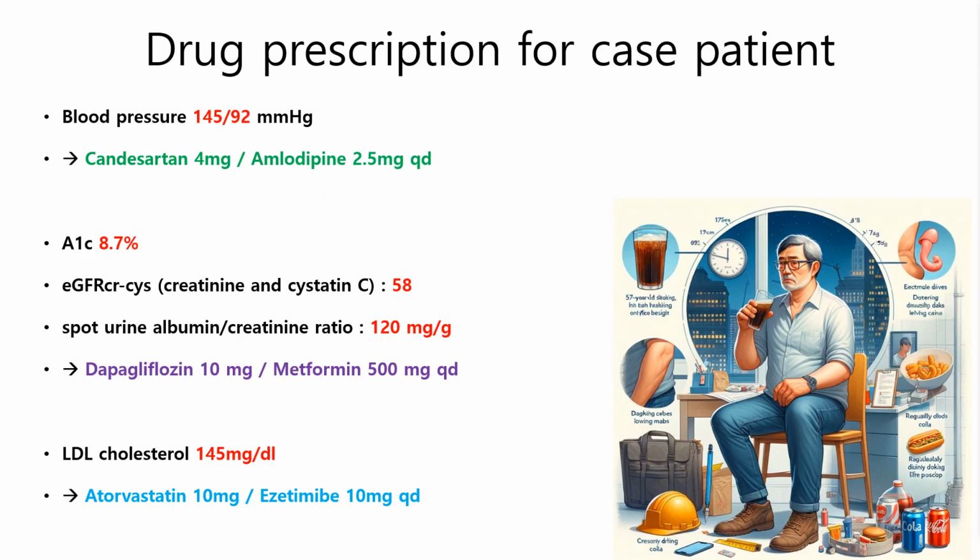The patient had hypertension and CKD, so he was prescribed a combination medication that includes an ARB. He was also prescribed a combination drug that included an SGLT2 inhibitor because he had diabetes and CKD. The patient's LDL cholesterol was high, so he was prescribed a combination drug that included a statin.